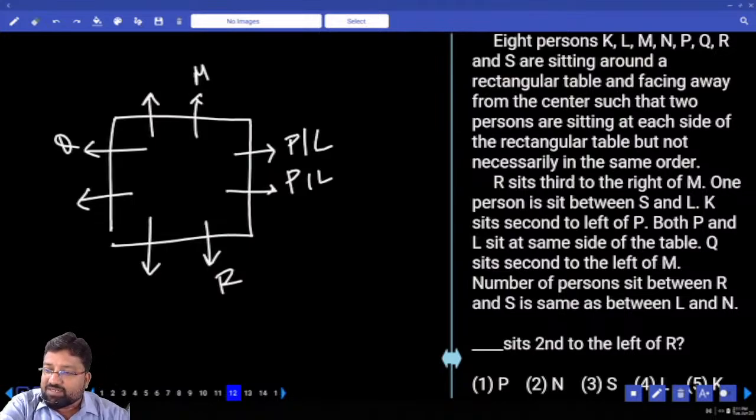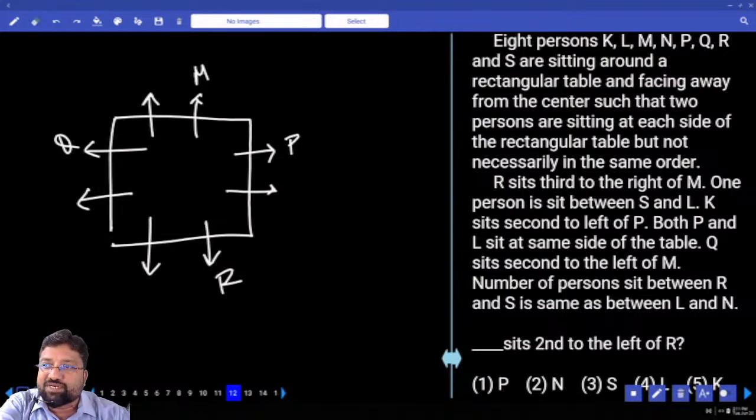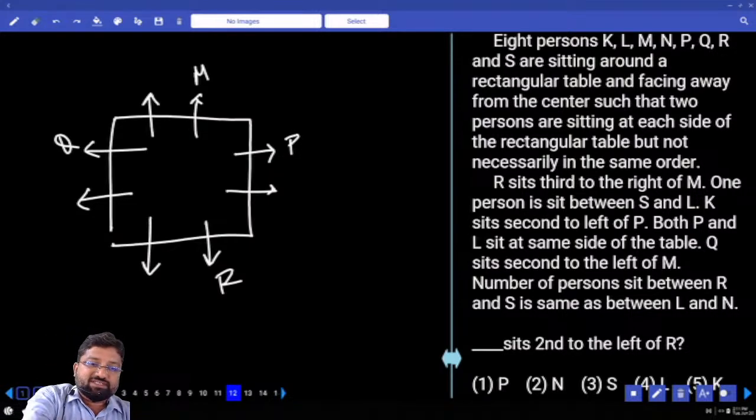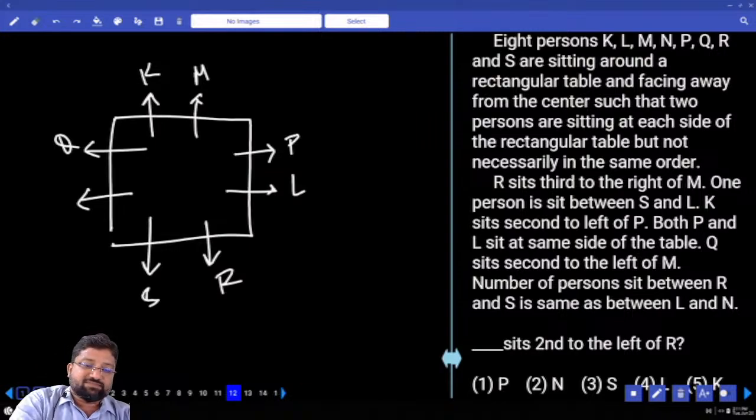Tell me. What did it say next? K sits second to the left of P. K sits second to left of P. This is the only possibility that I have. There is no other option. K sits second to the left of P, so this is L. And the point before that, one person sits between S and L. Read the last line.